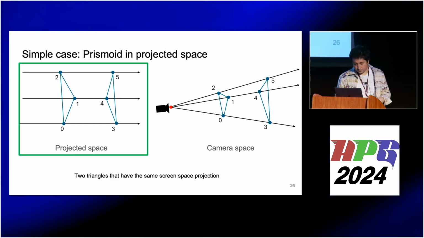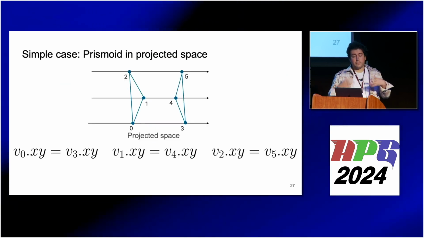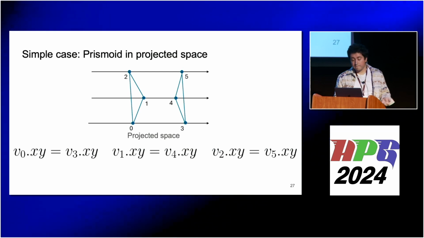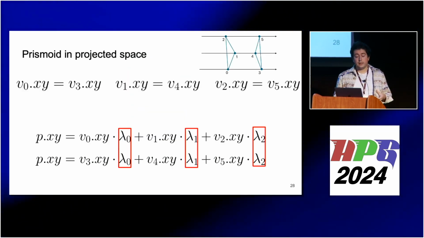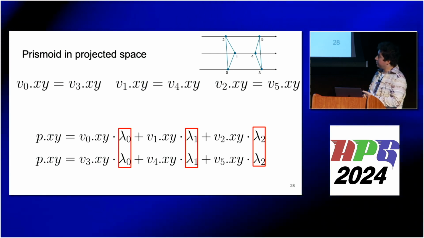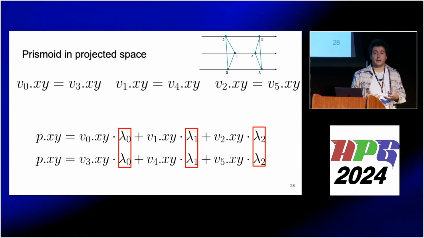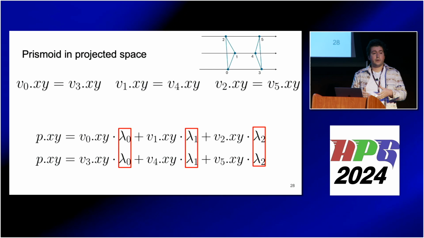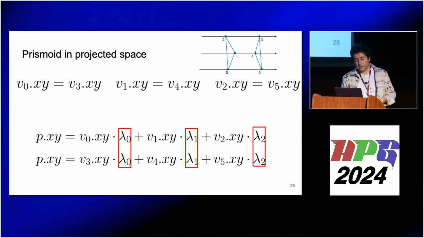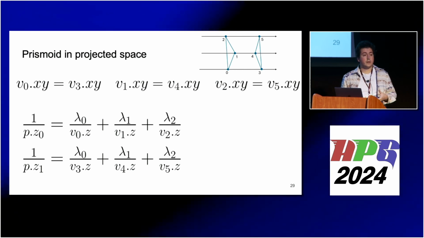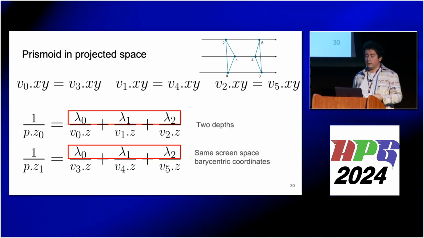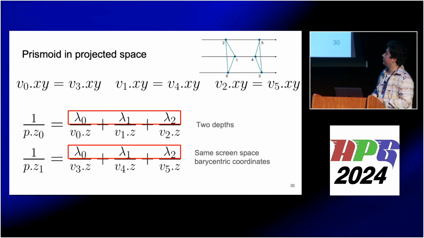So as we have a couple of points that are equal in screen space, we can define these equalities there. And using that, we can reapply the same equations that the rasterizer would apply to both triangles. And we can see that we can use the same set of screen space barycentric coordinates to represent the same point on both triangles. And so by following the same method, we can compute two depths using the same set of barycentric coordinates, with just this equation here.